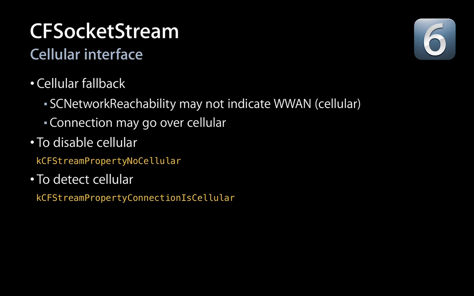If your application is paying attention to the WWAN flag that you get back from SCNetworkReachability to indicate whether you're going to connect over cellular or not, it might get a little bit tripped up by this new feature. We've added some new APIs in iOS 6 to make this a lot simpler. If your application absolutely doesn't want to connect over the cellular interface, you can set the CFStream property NoCellular before you connect, and whatever we do, we will not connect you over the cellular interface. If, on the other hand, all you're interested in is knowing after the fact, did I end up connecting over cellular, you can use the CFStream property ConnectionIsCellular to determine whether the connection ended up being established over the cellular network.